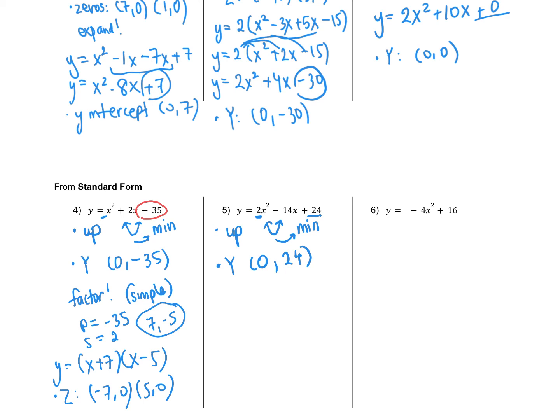Now this is not simple because there's a 2 in front. And if there's a 2 in front, and if it's common to all 3 numbers, we can do a GCF of 2. So that means I'm going to divide all of these by 2. y equals 2, open up your bracket. 2 divided by 2 is 1, so now I have 1x squared, which is going to make this simple. Negative 14 divided by 2 is negative 7x, and 24 divided by 2 is 12.